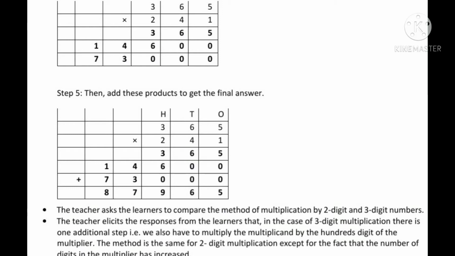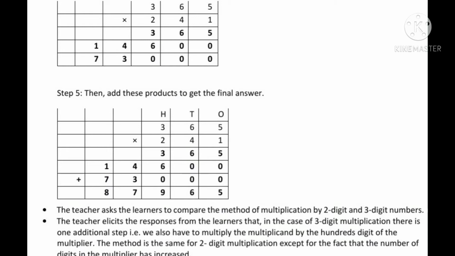Again, I repeat, the difference between the two methods of multiplication, that is by 2-digit and 3-digit numbers, is that the students themselves will say that in case of 3-digit multiplication, there is one additional step. They have to multiply the multiplicand by the hundredths digit of the multiplier. The method is the same as for 2-digit multiplication, except that the number of digits in the multiplier has increased. Okay, so let the children discover this on their own and come up with their answers.